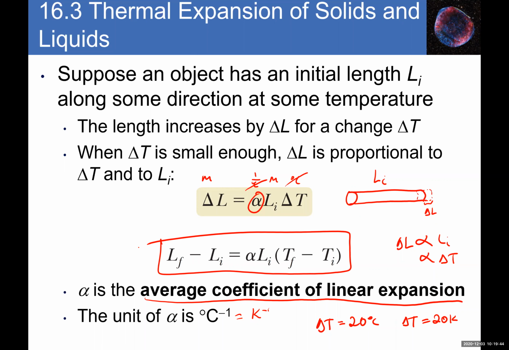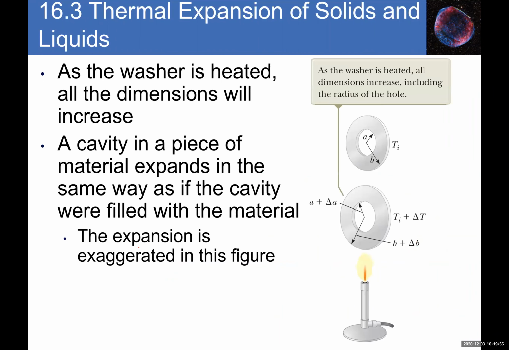That means it only expands, if it's a horizontal bar, it expands horizontally. If it's a vertical bar, it expands vertically. So that means each expansion is in just one specific direction. But you can also have expansion along every direction. So you can have an expansion that expands the area of the object, that means it's a two-dimensional expansion. Or you can have a three-dimensional expansion, in terms of the entire volume of the object changing.